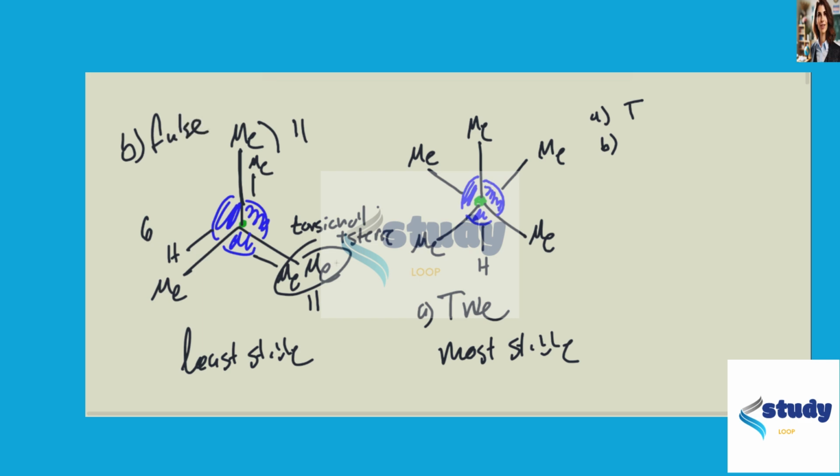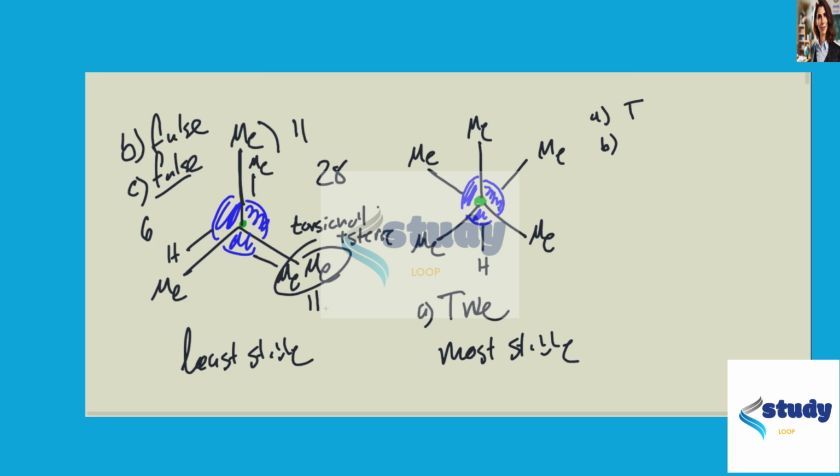Okay. The least stable conformation is 22 kilojoules per mole of strain energy. This is also false, right? We know that the total strain is 28, roughly.